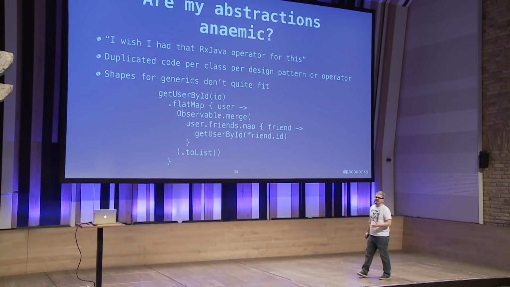Or maybe you have something like, okay, the shapes of the generics don't quite fit, so I have something that is actually a tuple of a list of an option of a pair, and I want to make it into an option of a list of a tuple.